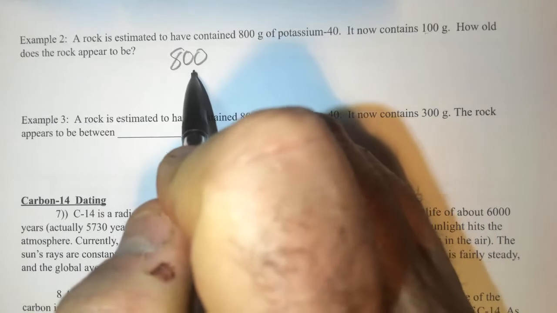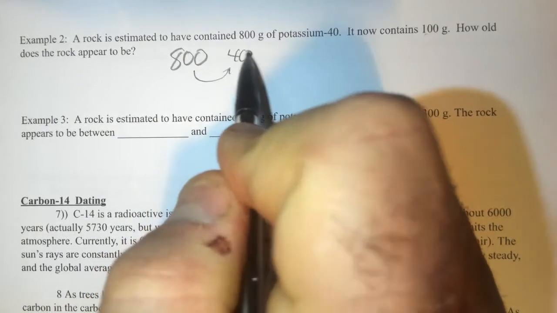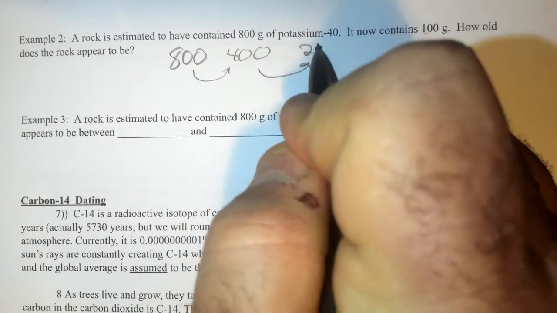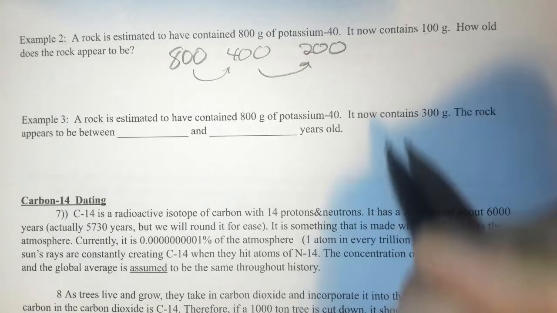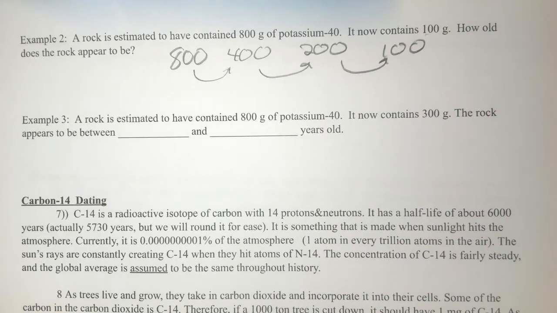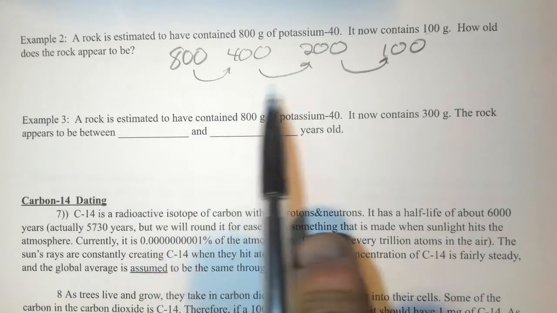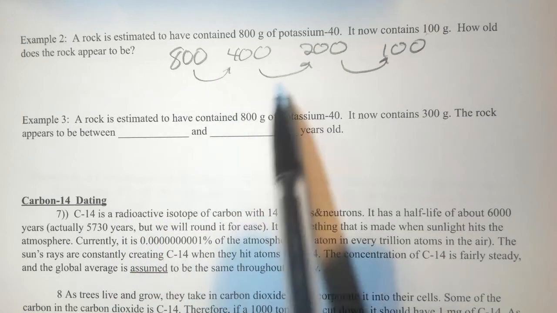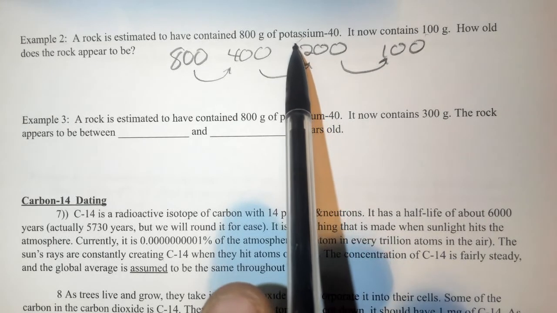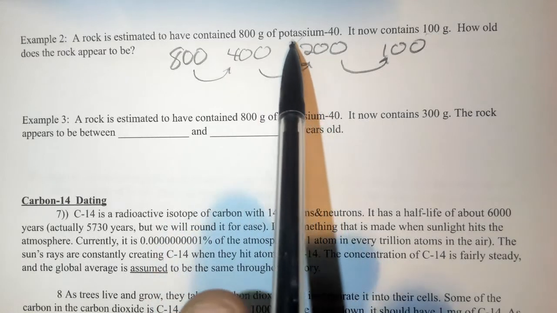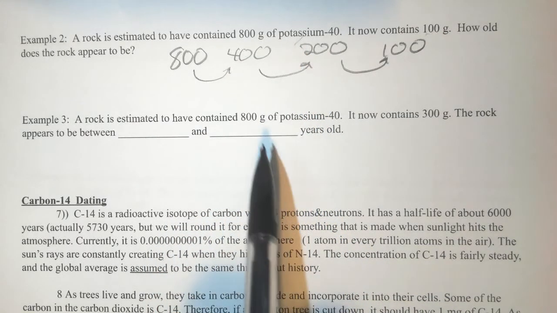So cut this in half once and we get 400. Cut in half again and we get 200. And cut it again and we get our 100. So we had to cut the original amount, 800, in half 3 times to get down to the current amount. Now this cutting in half takes a certain amount of time according to whatever the material is. Potassium has one time to cut in half, and argon has another, and uranium has yet another.